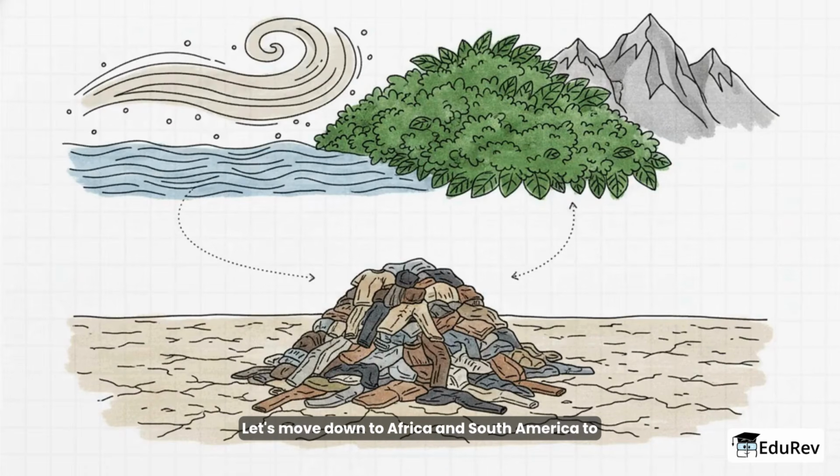Let's move down to Africa and South America to see how this builds a picture of a deeply connected world. The Sahara Desert in Africa is the world's largest hot desert, for sure. But get this, did you know that nutrient-rich dust from the Sahara actually gets blown all the way across the Atlantic Ocean just to fertilize the Amazon rainforest in South America? It's honestly mind-blowing. Now, the Amazon is flanked by the towering Andes Mountains, a major conservation hotspot.